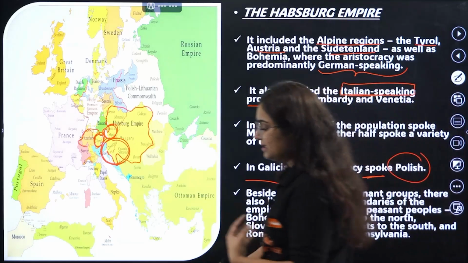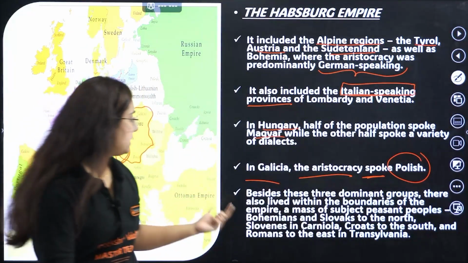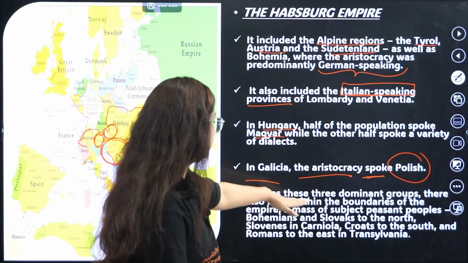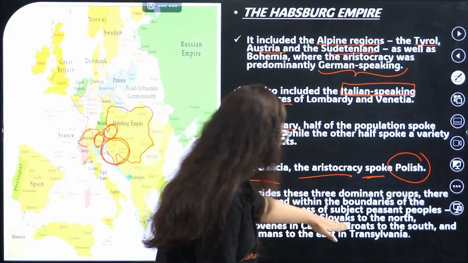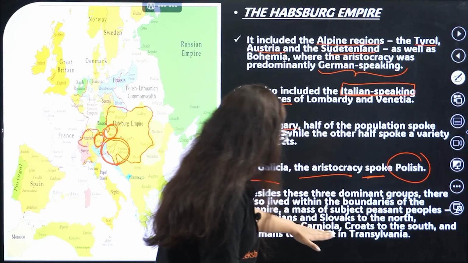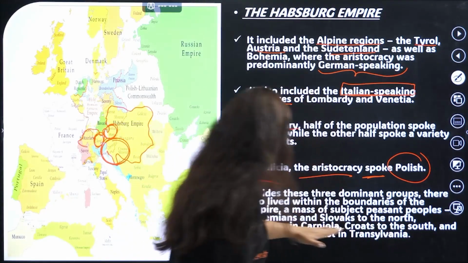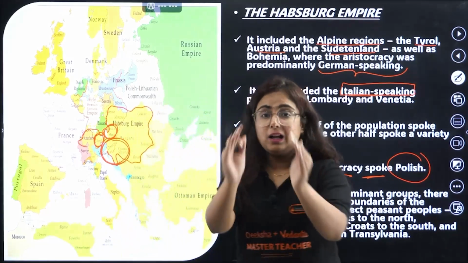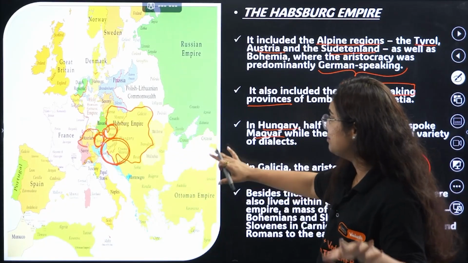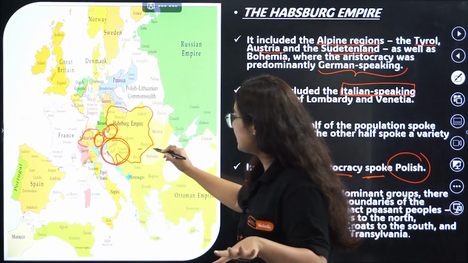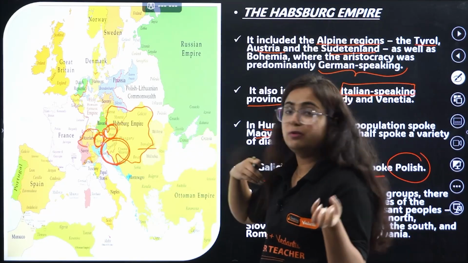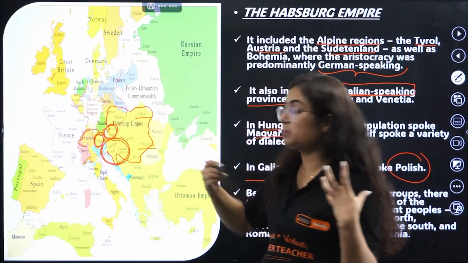There were Romans living over there. If we go into detail, there were regions like Bohemians and Slovaks to the north, Slovenes in Carniola, Croats to the south, and Romans to the east. All this you can witness over here in the map. See, this is Transylvania where Roman people were living. This is Galicia where Polish people were living.